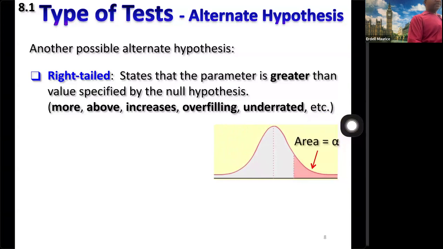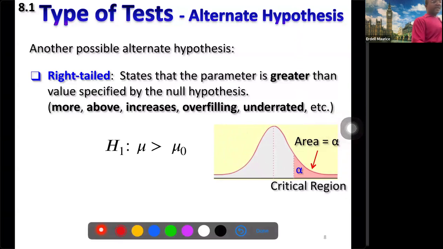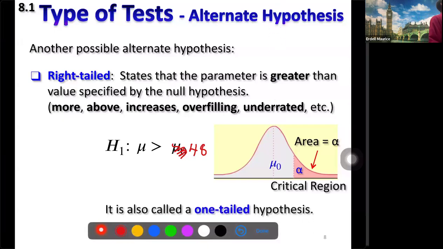In other words, that's where our rejection region is. That's where our error is going to be. And for these right here, your alternate hypothesis is that mu is greater than mu zero. And again, what mu zero is right here, that's your numerical value. In our example, it was 48 wins. That's what that mu zero is right there. Right? This is always mu, right? And of course, this again is a one-tailed test because all our error is on one side, on the right side.